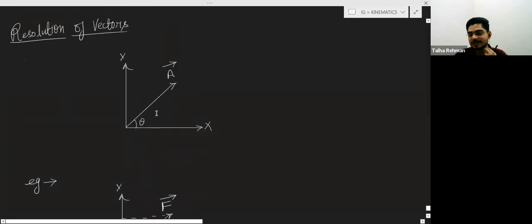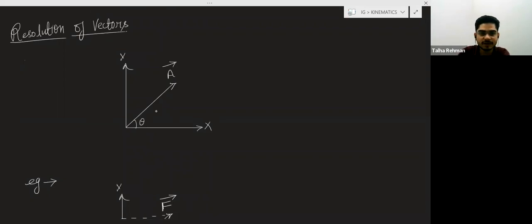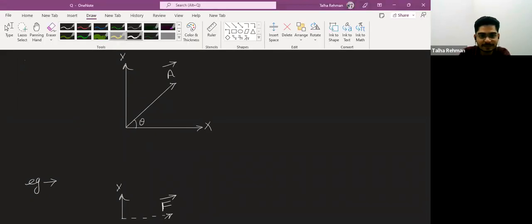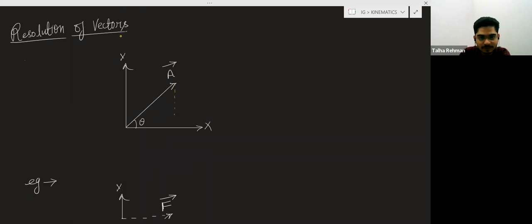So basically we can resolve any vector along the x axis and y axis. So here this becomes A cos theta. This will be the component of A along x axis, and this will become A sin theta, that is the component of A along y axis, that is A sin theta. Okay.